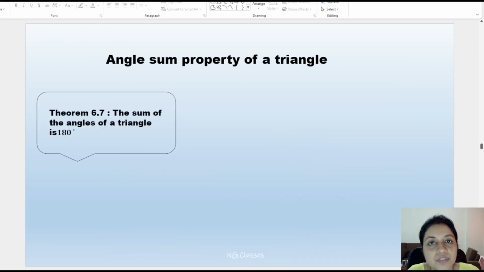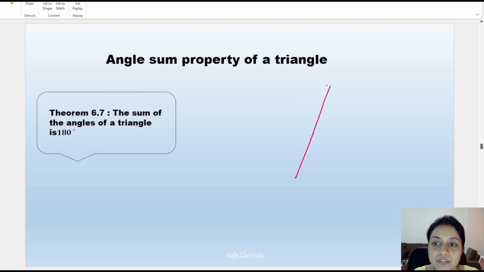Now here we are having a theorem related to triangles. You must know this theorem. You have learned this in previous class. So the theorem says the sum of angles of a triangle is 180 degrees. That means the sum of interior angles of a triangle must be 180 degrees. That's called the angle sum property of a triangle. Let's see it in a figure.